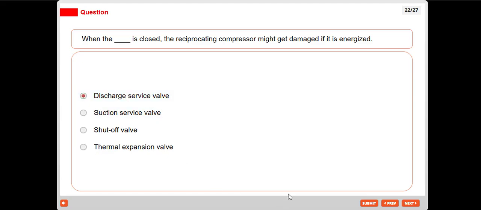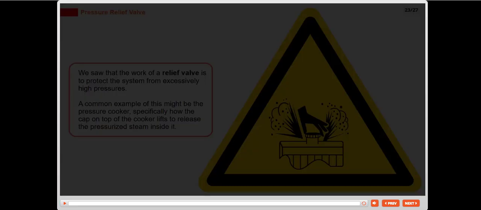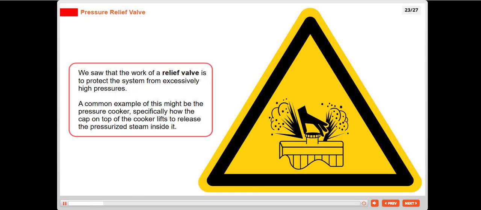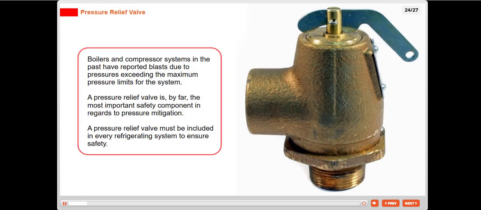The work of a relief valve is to protect the system from excessively high pressures. A common example of this might be the pressure cooker, specifically how the cap on top of the cooker lifts to release the pressurized steam inside it. Boilers and compressor systems in the past have reported blasts due to pressures exceeding the maximum pressure limits for the system. A pressure relief valve is, by far, the most important safety component in regards to pressure mitigation. A pressure relief valve must be included in every refrigerating system to ensure safety.